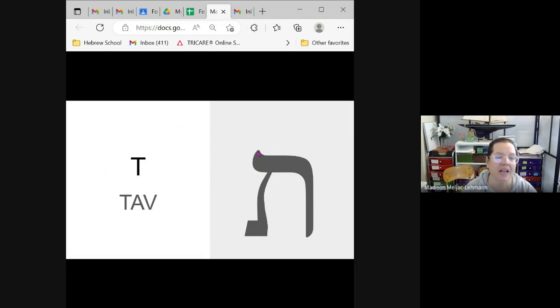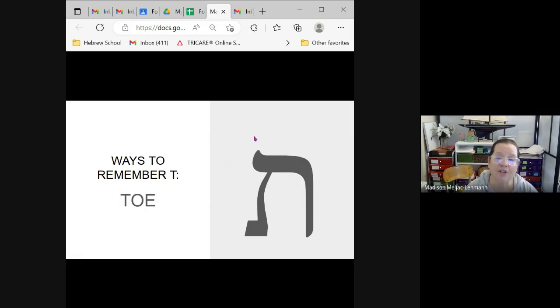Tav. When I teach adults how to remember what Tav is, it's important to know that this has this top piece that goes down. And later on, you'll see that it kind of looks like there are other letters put together. This is a leg, and here's a toe. So we always say Tav has a toe. That's one way to remember it, the toe down here.